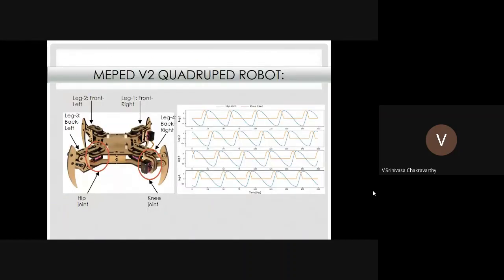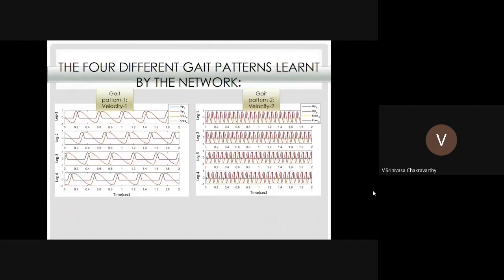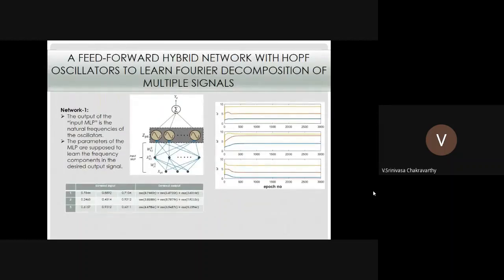Shreyas has done some work on this. He's taken the gait rhythms that are published in literature, which are given by some analytical formulae, and he's training our oscillator network using these gait rhythms. So we are looking at many different network architectures to learn these gait rhythms.